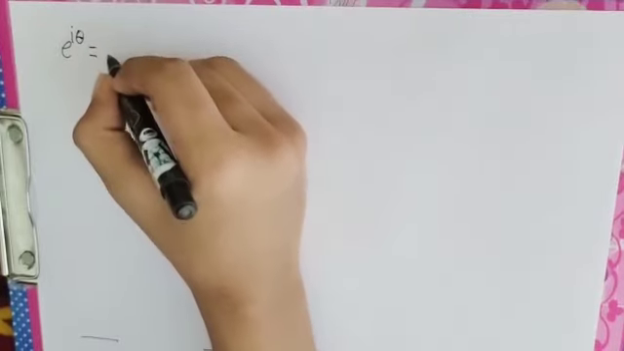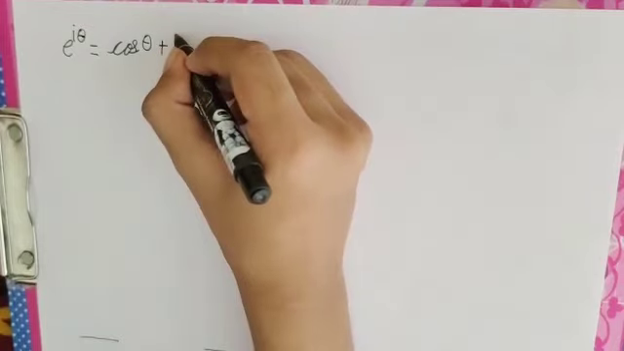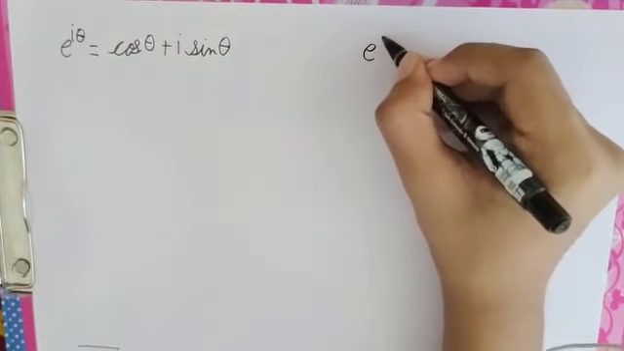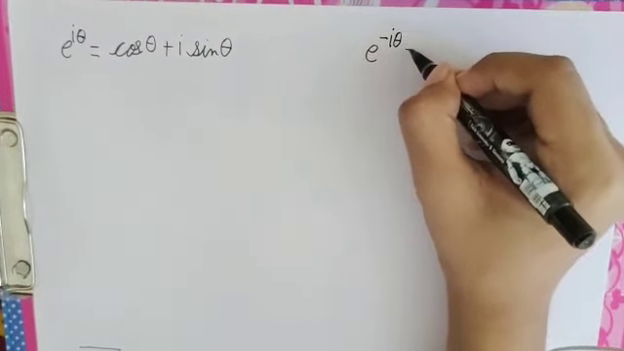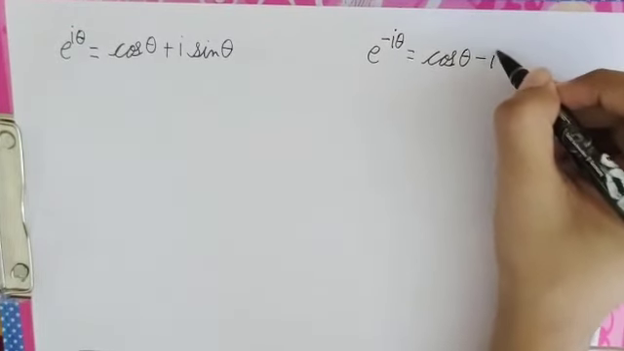Today we are going to derive a general formula for sine inverse of x. Let's start. We know that e^(iθ) is equal to cos θ plus i sin θ, and e^(-iθ) is equal to cos θ minus i sin θ.